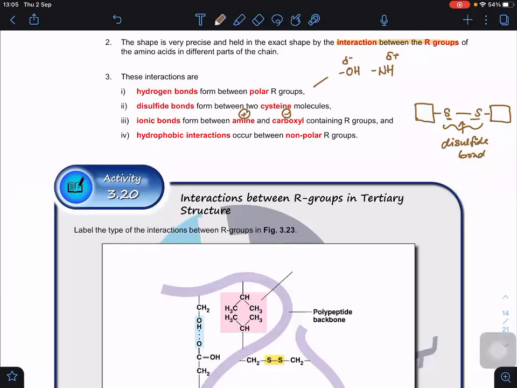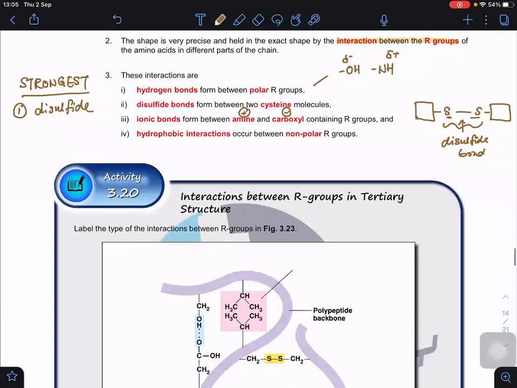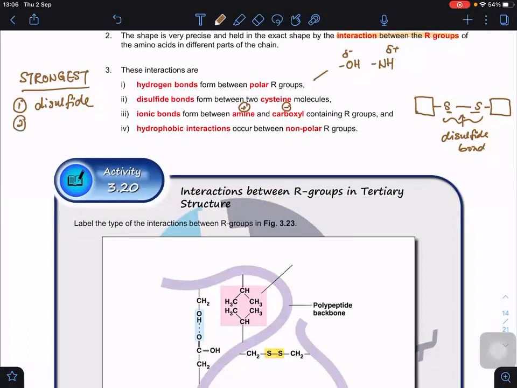So in terms of the ranking, which one is the strongest? Arrange them from strongest to weakest. First one is the covalent bond, disulfide. Disulfide is the strongest bond here, followed by second, the ionic bond, third, hydrogen bond, and number 4, hydrophobic interactions. In this case, the disulfide bond is a covalent bond, and covalent bond is the strongest. It's stronger compared to the ionics. Ionic bonds can be broken down.